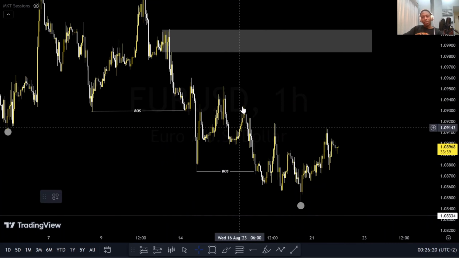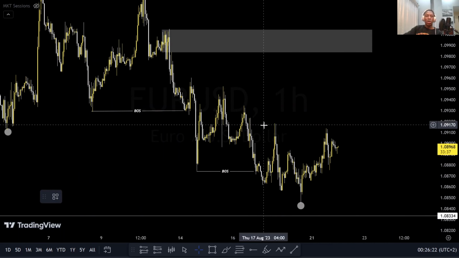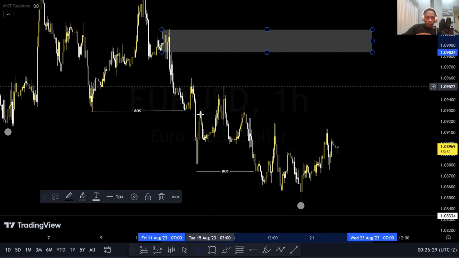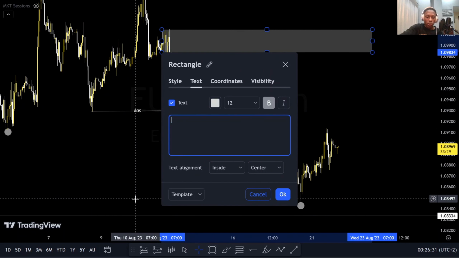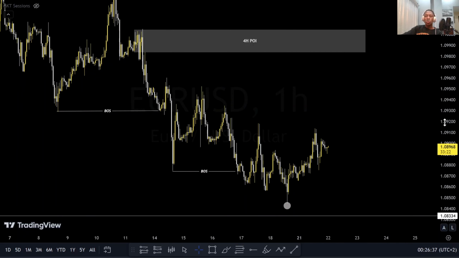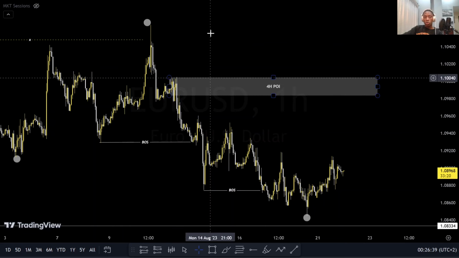So now for me, everything that I see right now is that, okay, cool, this is the 4-hour POI, right? We could even mark it out. This is the 4-hour POI. There you go. We'll leave it in the center. So this is the 4-hour POI where we're looking to execute, right?